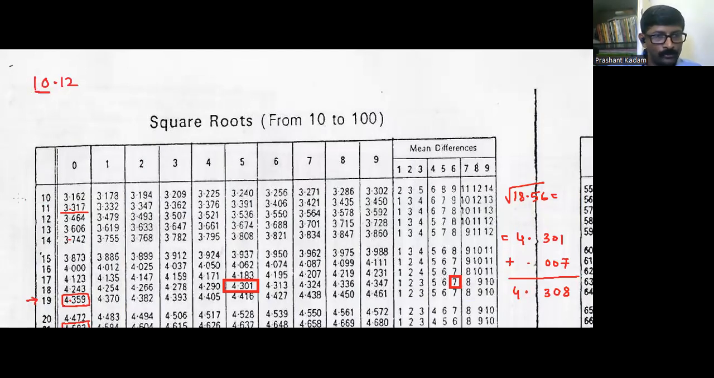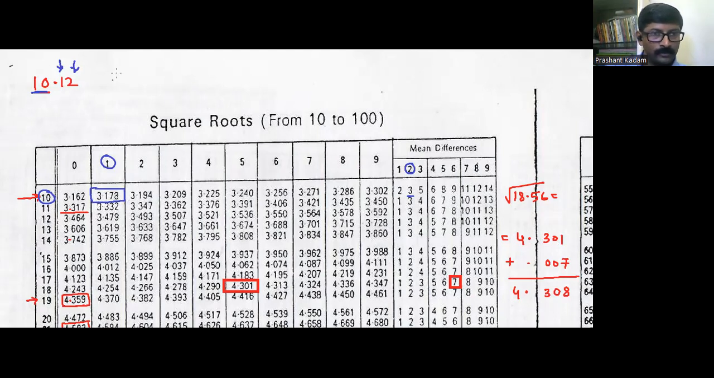10.12. So I'm going to check the 10th row over here, and one is this column number. People are asking me to change the ink. Okay, sure, I can do that. 10th row, one column, and 2 is the mean difference. Are you getting it? What is it? That is something like 3. Okay, it is this number.